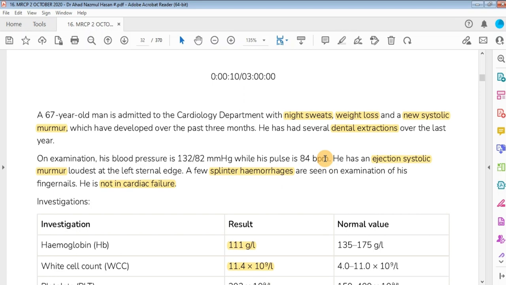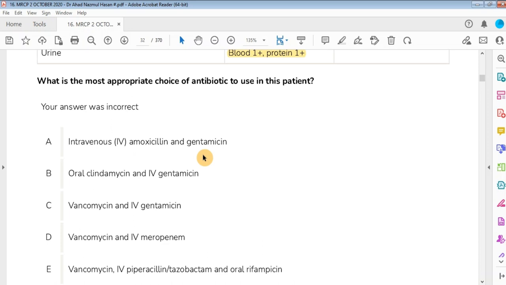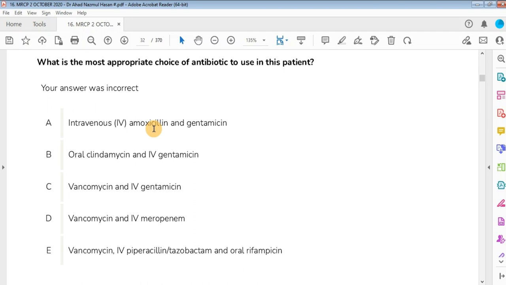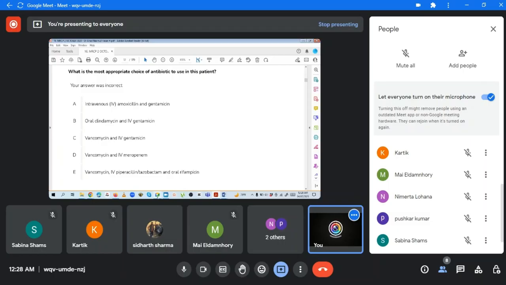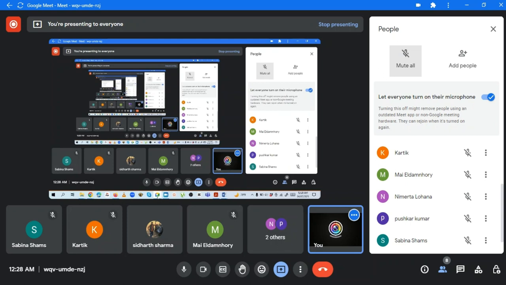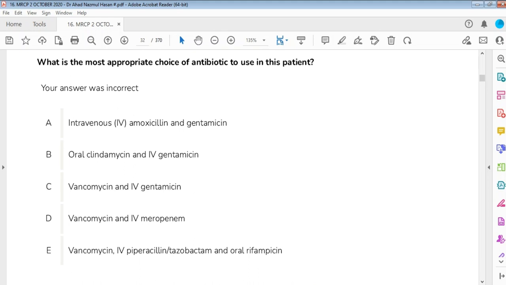So here, since there's a history of dental extraction, this points towards the Streptococcus viridans pattern. What should be the choice of antibiotic in case of Streptococcus viridans induced infective endocarditis? Anyone? What should be the choice of treatment in viridans pattern? We should go with the combination of IV gentamicin and amoxicillin. This is the default, first line choice of treatment in case of Streptococcus viridans: IV amoxicillin and gentamicin.